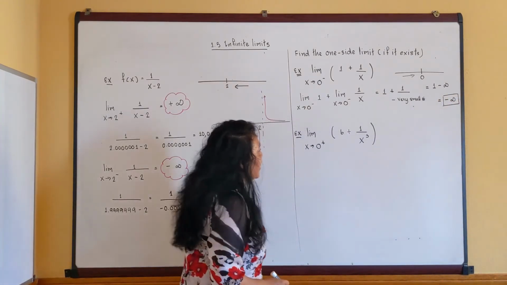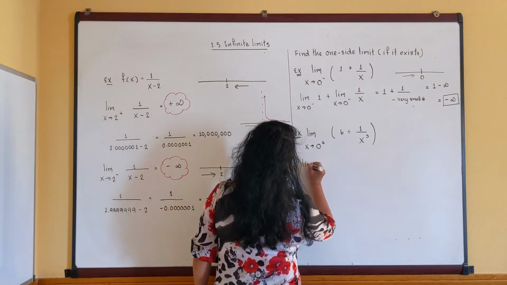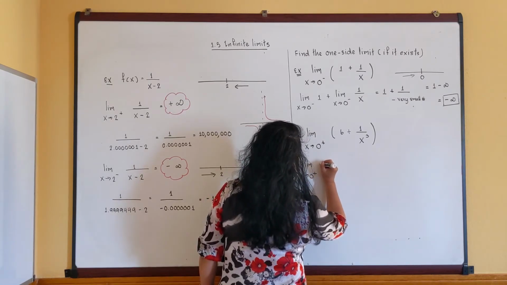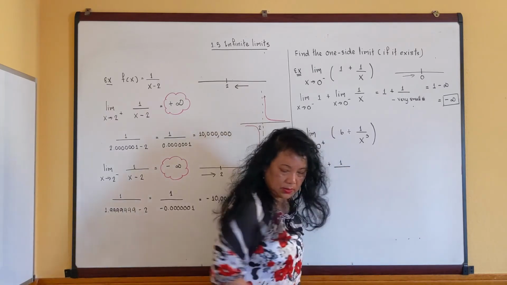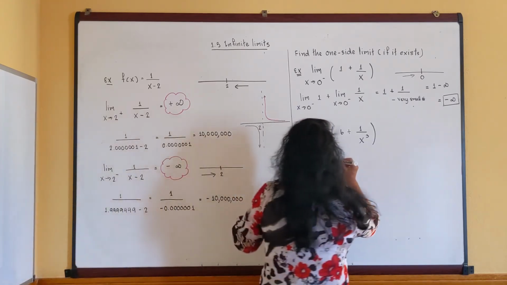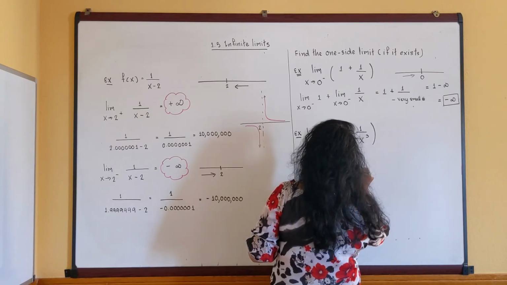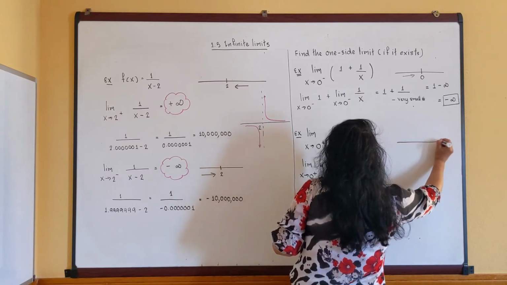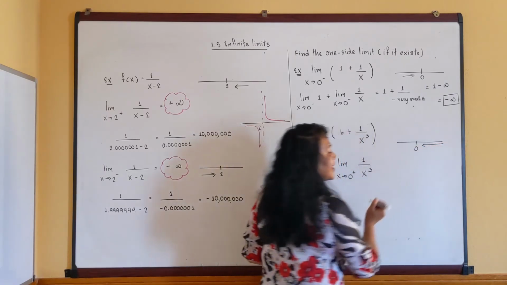Now let's look at the next example. I'm going to rewrite this as the limit as x approaches 0 from the right of 6, plus the limit as x approaches 0 from the right of 1 over x to the cube. So my 0 is over here, from the right, so you're coming from this way.